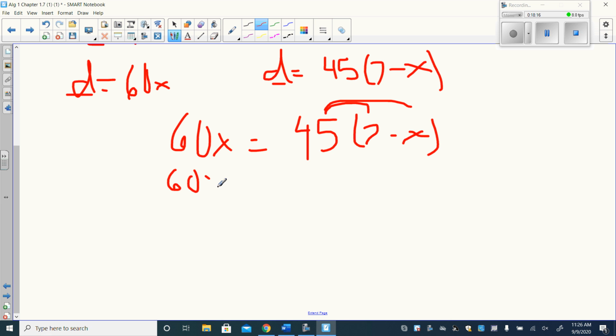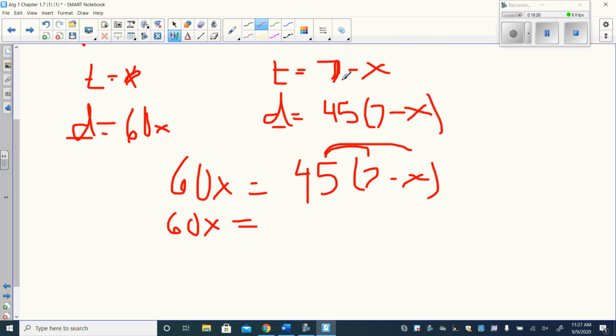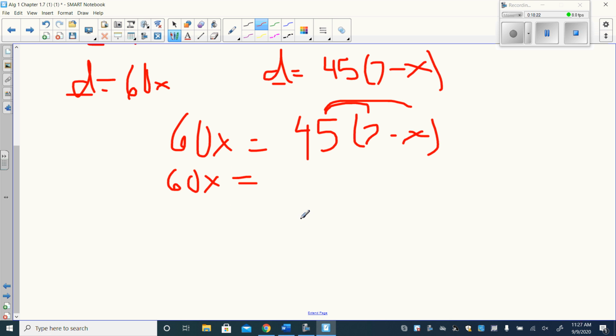Now what we'll do first is distribute, because again, we're going to solve for the time it takes to get there, and from there we can solve for the return trip. So we do 45 times 7, and we can plug that in a calculator if we need to. 45 times 7 is 315, minus 45x.